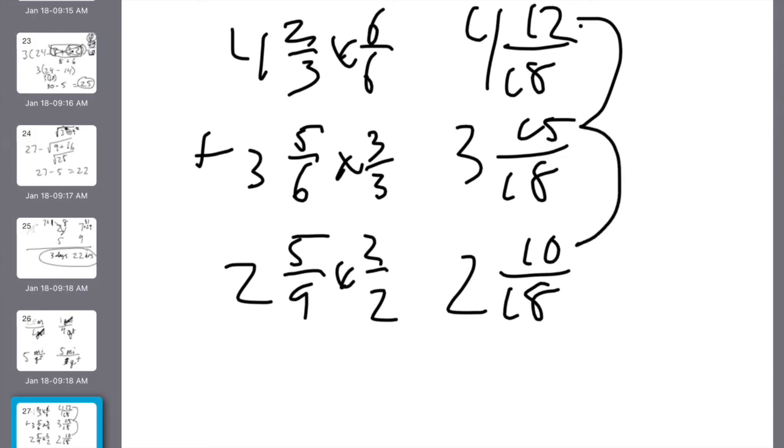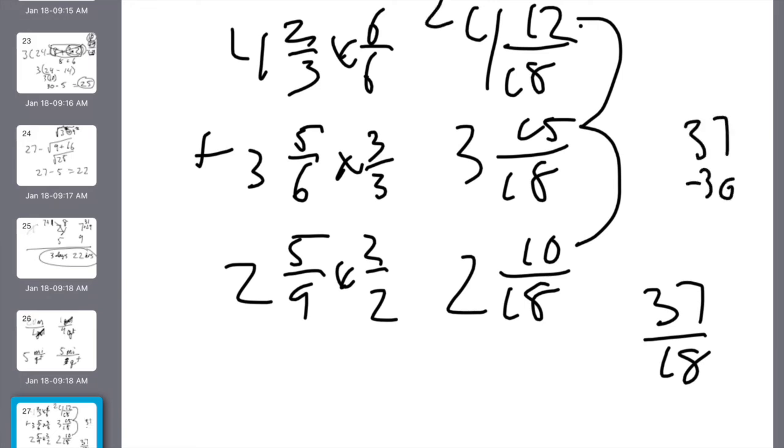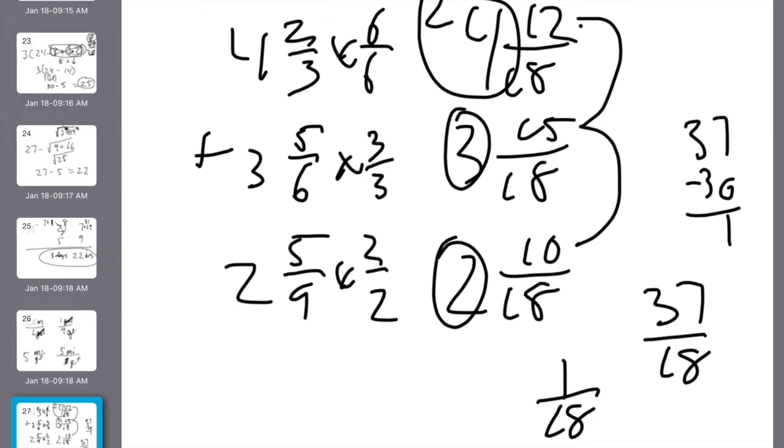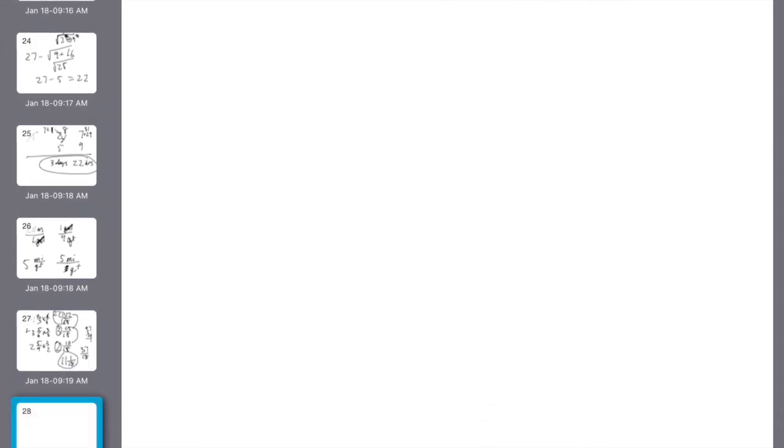I'm going to add 12 plus 15 is 27, plus 10 is 37. 37/18. I'm going to divide. 18 goes into 37 2 times. That's a 36. Subtract gives me 1, so I'm left with 1/18. 2 plus 4 is 6, 9, 10, 11. It's 11 and 1/18. Make sure you're getting your work shown with that.